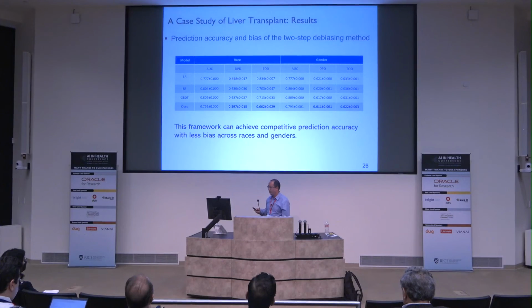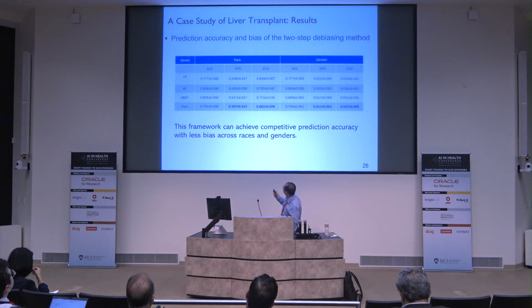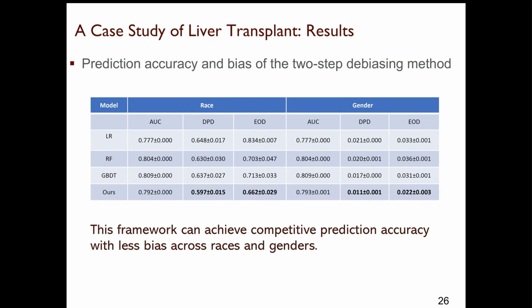And we also compare the proposed method with other machine learning algorithms, such as linear regression and other representative ones like GBDT, which is a tree-based model and has shown the best performance in many applications. We compare our proposed method with other methods in 2 categories, in terms of race and gender. The AUC here is precision, and the higher the better. DPD and EUD are 2 fairness metrics.